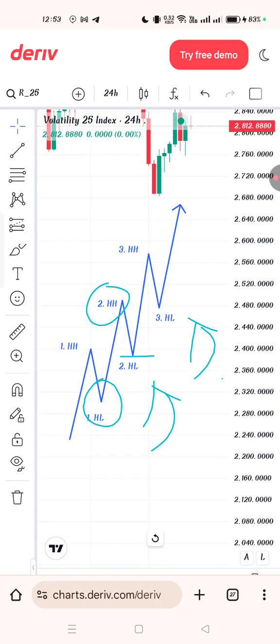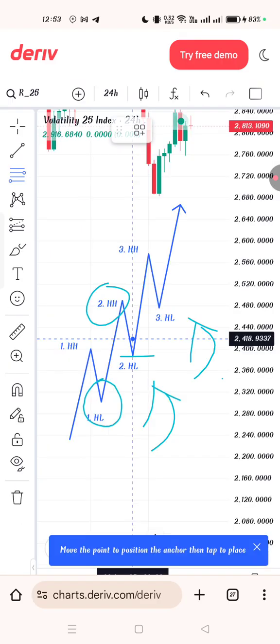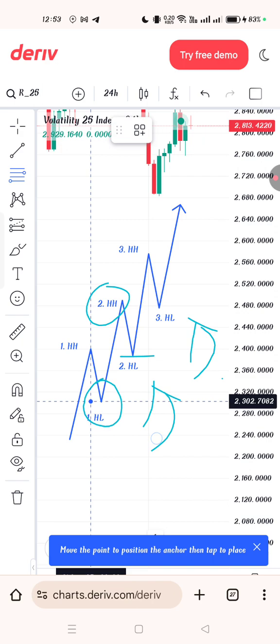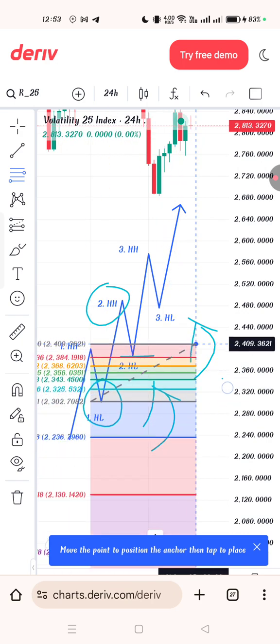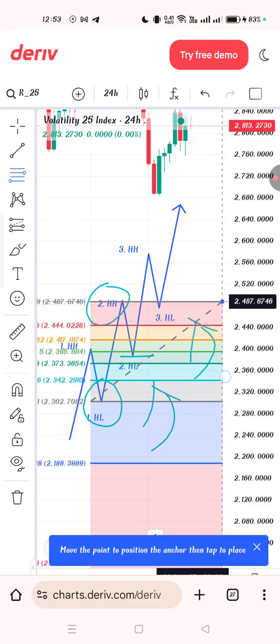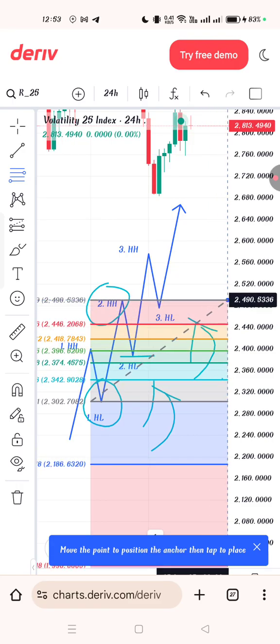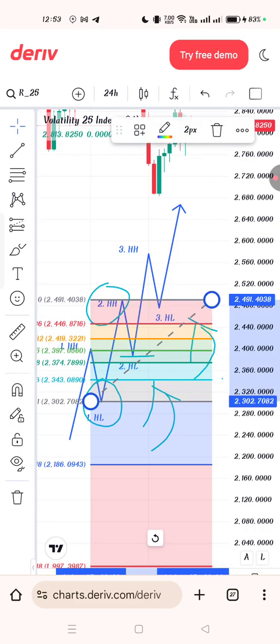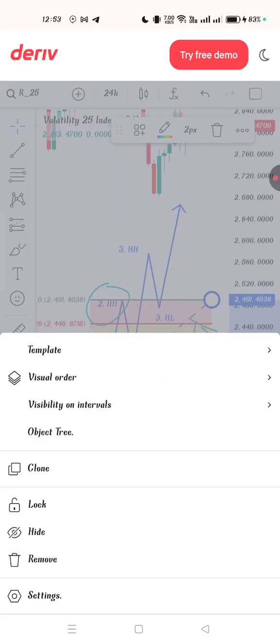So to find the second higher low, just come to the Fibonacci, pick your Fibonacci tool, and then you normally start your Fibonacci at the bottom, at the first higher low, and then you drag it to the top, going to where the second higher high is, right? You see where the second high is at that point, and then you pin it there. After pinning it there, come to your settings.